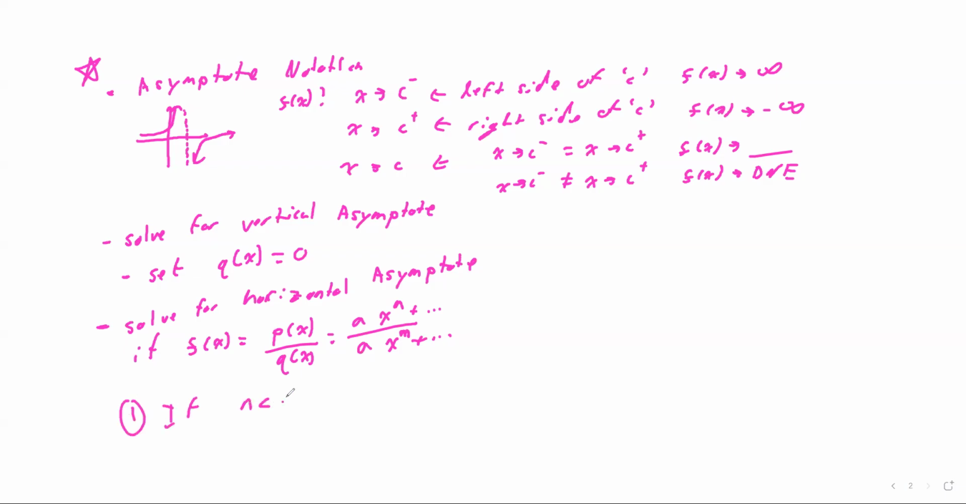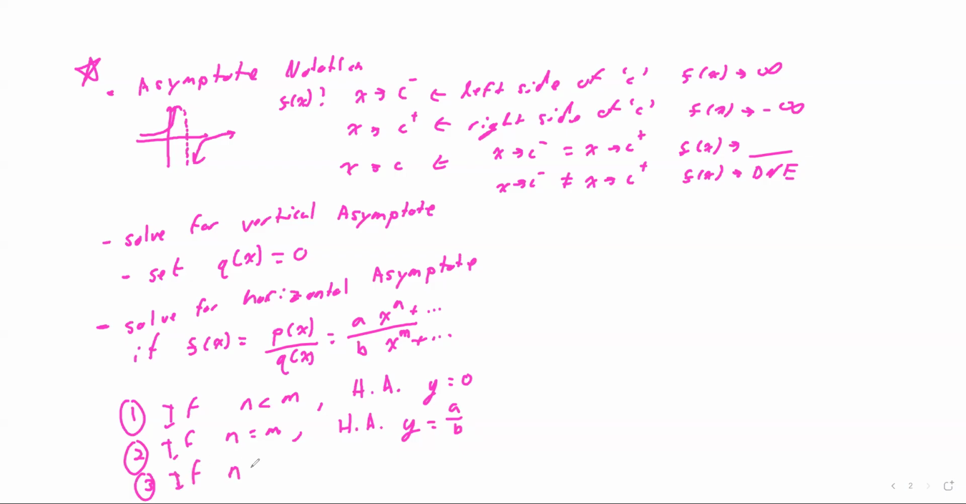if n is less than m, then the horizontal asymptote will just be y equals 0, straight up. So if this number is less than this number, the answer is automatically y equals 0, no other math needed. If n is equal to m, then the horizontal asymptote will be equal to the ratio of the leading coefficients. Let's call the other one b. So then this will just be y equals a over b.